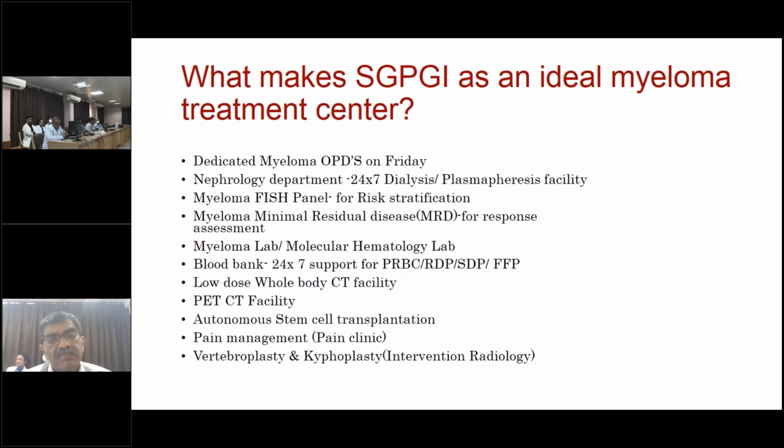We have facility for low dose CT, which is an initial evaluation for myeloma patients, and for extramedullary disease manifestation, we have PET CT facility. We have autologous stem cell transplant for myeloma patients, and we regularly do it. We have a pain management facility provided by the Pain Clinic, which is fortunately in the same OPD cubicle of hematology, and for patients who have permanent damage to vertebra due to myeloma, we have facility for vertebroplasty or kyphoplasty, provided by interventional radiology.